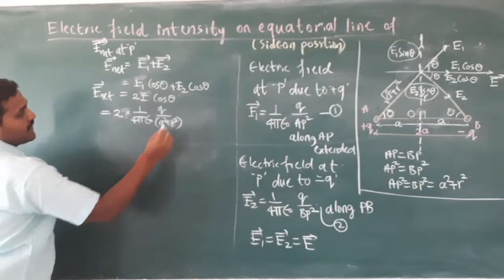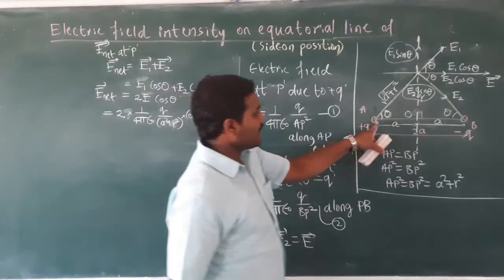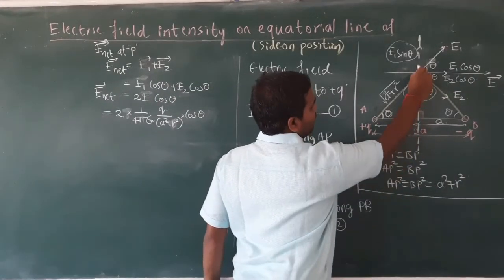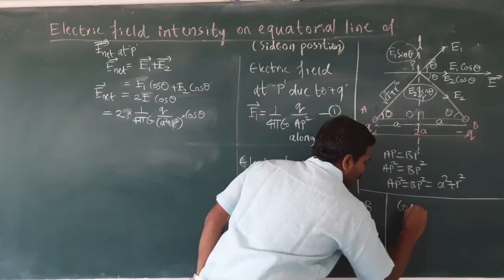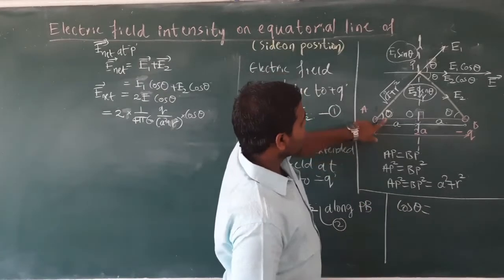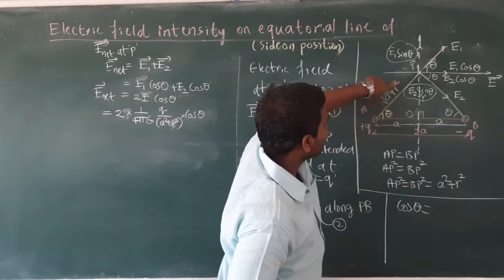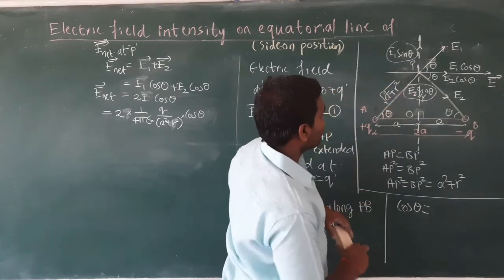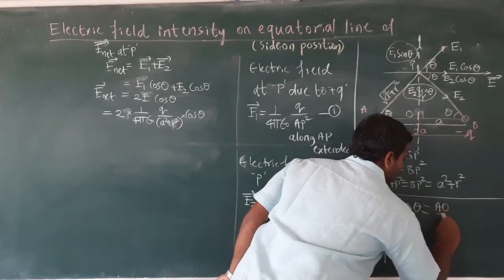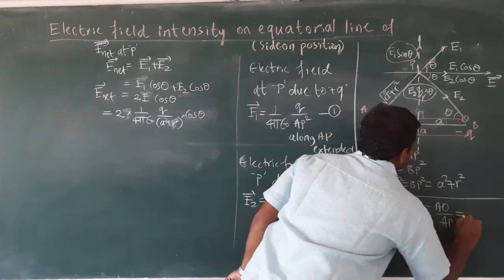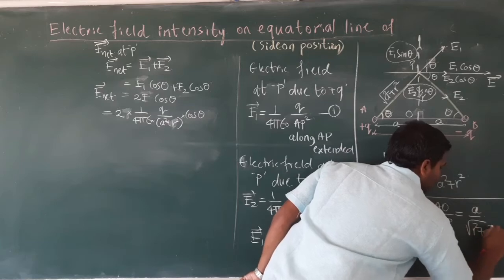Okay, then into cos theta I have here, and from this right angle triangle AOP, so this is point P here. From this AOP, I can write cos theta. This is angle theta here. Cos theta is equal to a divided by root of r square plus a square, that is adjacent side divided by hypotenuse. So I can write it as AO divided by AP, that is equal to a divided by root of r square plus a square.